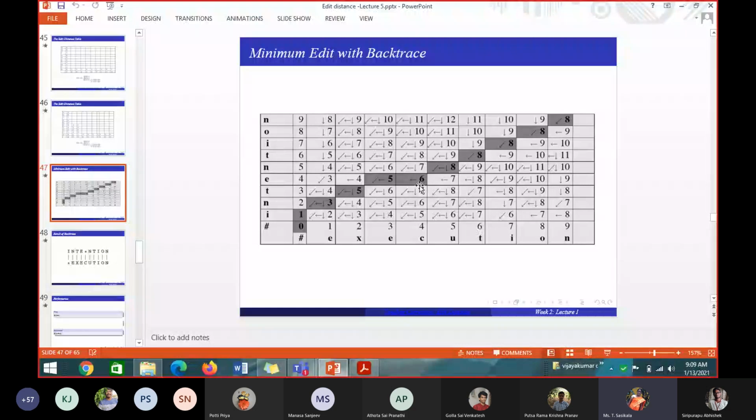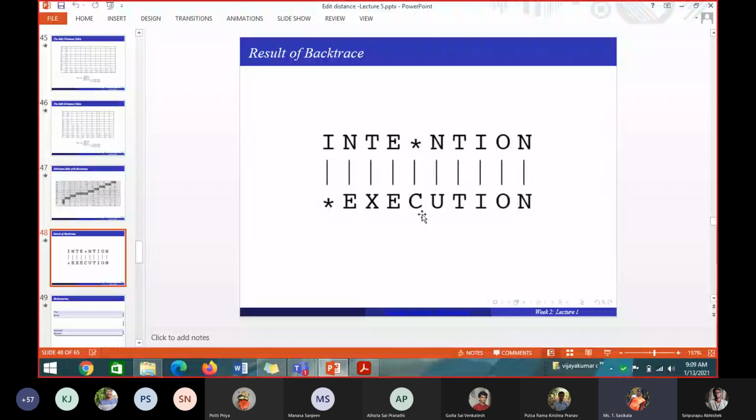Insertion. Very good. There is no character in the input string. It should be replaced by what character in the output string? C. Very good. So no character in the input string, that is star, is replaced by C in the output string. Next, can you see what is the next character?